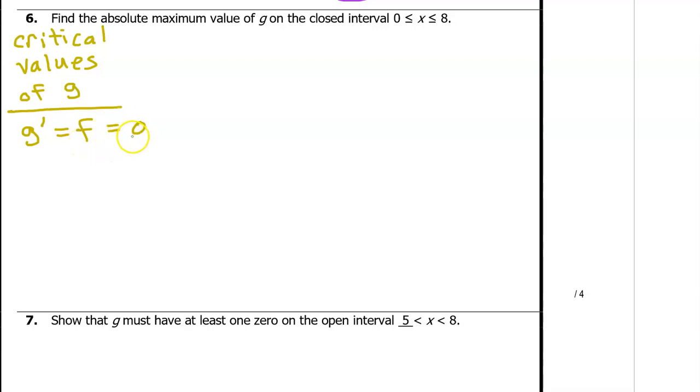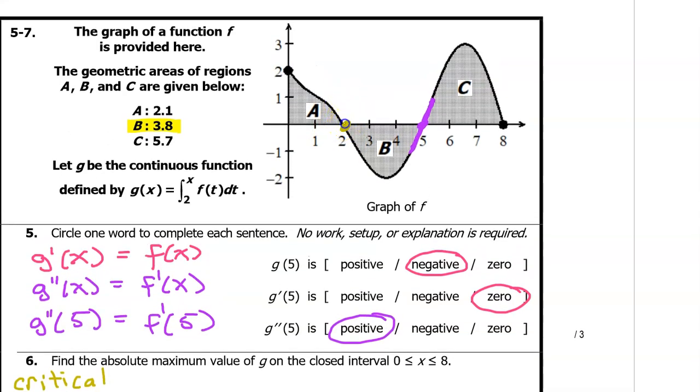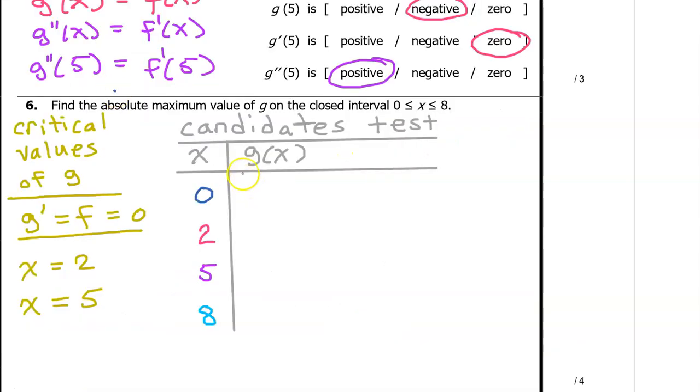Where does function f equal 0? Let's just scroll up and take a look. Function f equals 0 here and here. So the critical values are 2 and 5. Make sure you label the candidates test like this. For the x values, we will be sure to use both endpoints 0 and 8, as well as the critical values that we just found.